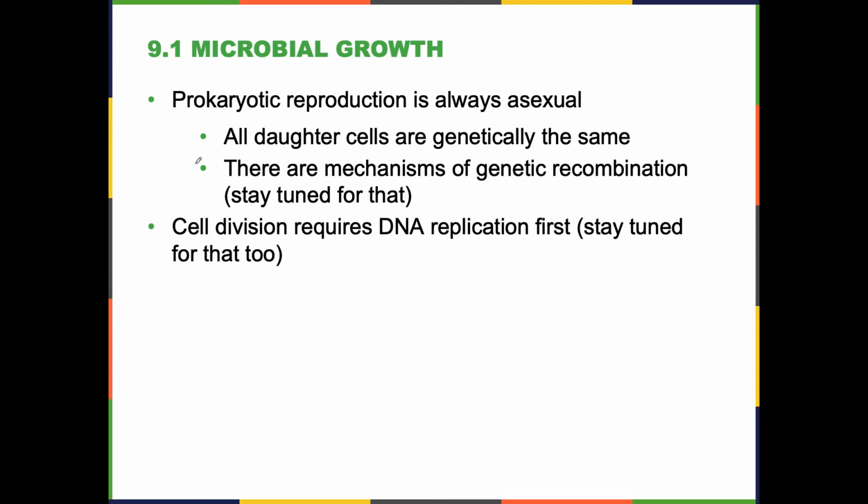There are mechanisms for genetic recombination, right? So microbes are able to vary their gene combinations to some extent, right? But we're not going to talk about that today. We're going to save that for Module 7. Cell division requires DNA replication first, of course, right? So you can't just divide cells. So along the way, DNA needs to be copied. Very important anabolic process, right? But again, we'll save that for a little bit later. But just understand that it's not as simple as just dividing the cells. Even though we say prokaryotic reproduction is very simple, it does require some things.